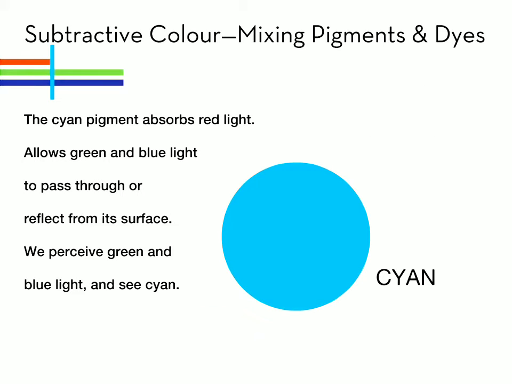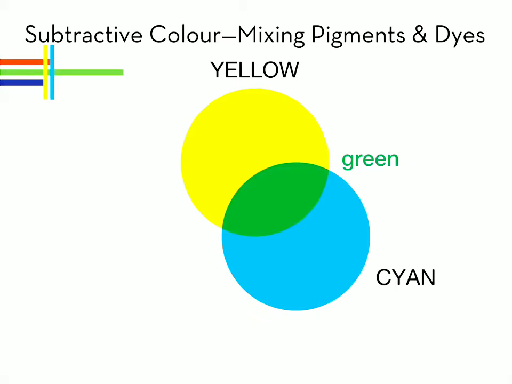The cyan pigment absorbs red light, allows green and blue light to pass through or reflect from its surface. We perceive green and blue light and see cyan. Yellow ink absorbs the blue light. Cyan ink absorbs the red light. Thus only green light remains. Green is a subtractive secondary color achieved by mixing two primaries.